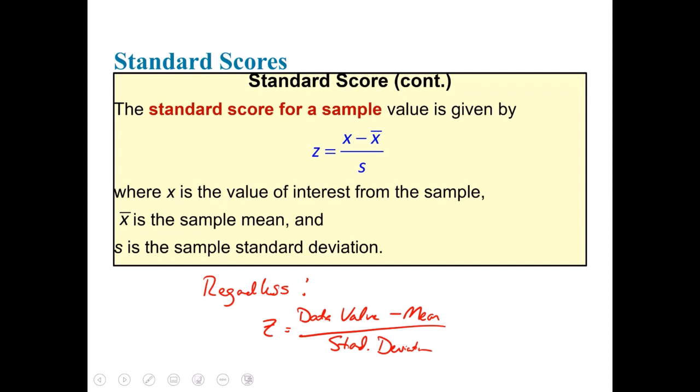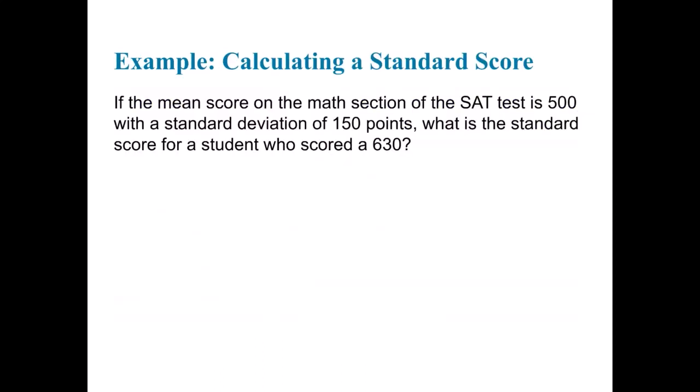But the nice thing is, by converting to these standard scores or z-scores, it lets you compare across different distributions, because it's going to give you the position of a data value. So then you can say, okay, based on this position, there might be more space below it or more space above it. All right, so let's say I want to calculate a z-score. Let's say the mean score on the math section of the SAT is a 500 with a standard deviation of 150 points. So what would be the standard score or the z-score for someone who scored a 630?